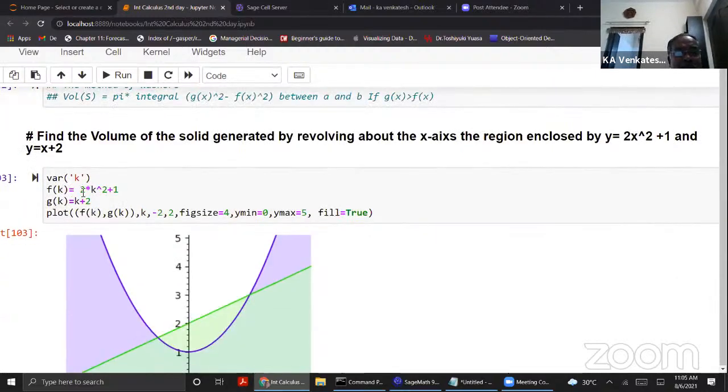So take this part. Variable x, f of x equal to 2x square plus 1. g of x is x plus 2. Both graphs we are placing in the same coordinate axis. So whatever is given is done.